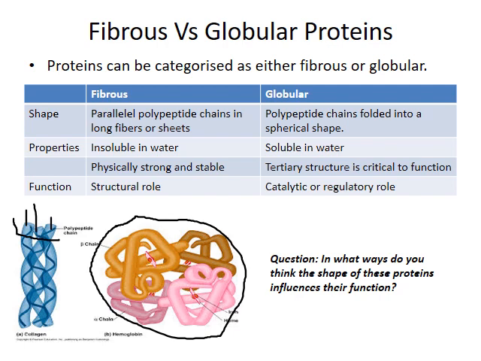and the tertiary structure, their 3D structure, is really critical to what their function actually is. With globular proteins, their function is typically like a catalytic or a regulatory role, which means they have some sort of role in chemical reactions. So enzymes are a really good example.